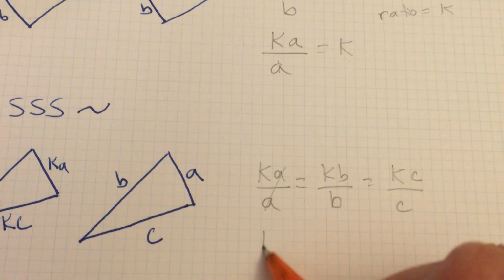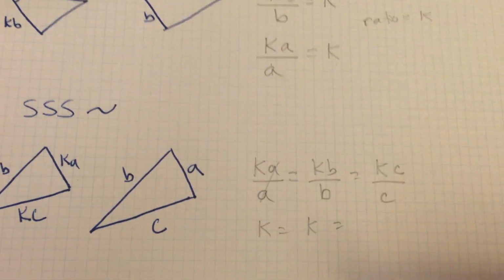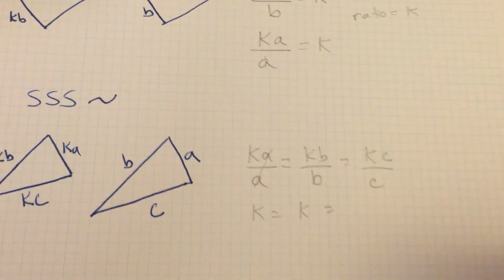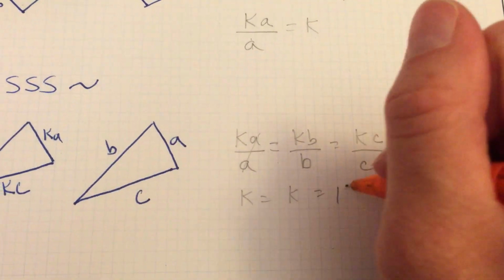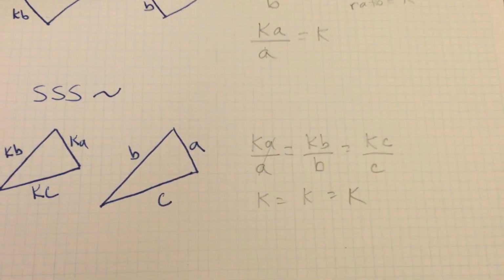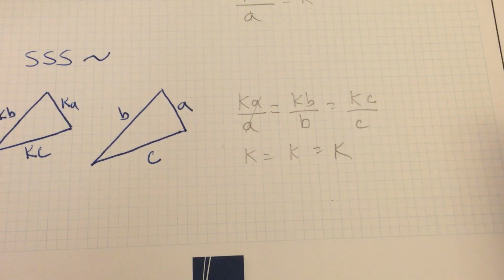Notice the A's cancel out. What are you left with? K. The B's cancel out. What are you left with? Also K. And then obviously the C's cancel out. So your whole ratios are equal to each other. So again, this comes directly from your methods and meanings box.